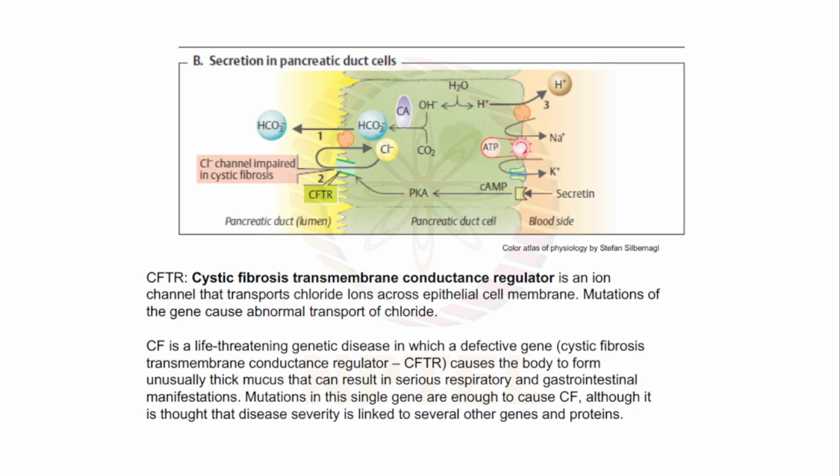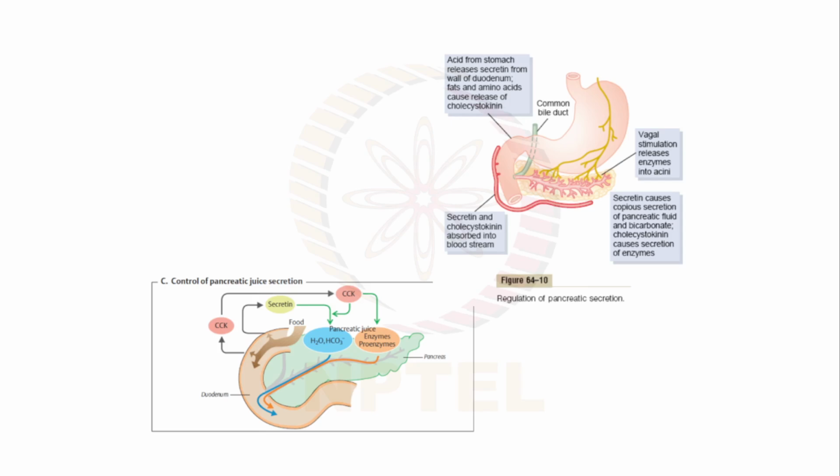Mutation in this single gene is enough to cause CF. Although it is thought that disease severity is linked to several other genes and proteins, the foremost reason for this disease is the mutation in the CFTR gene, which leads to the thickening of the mucus. Okay, so it is very important.